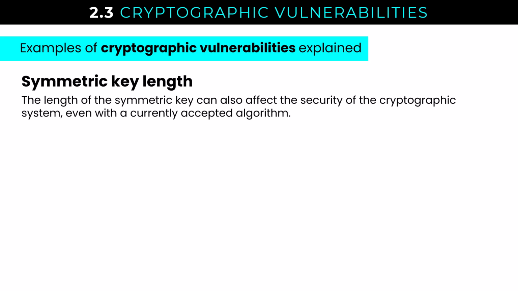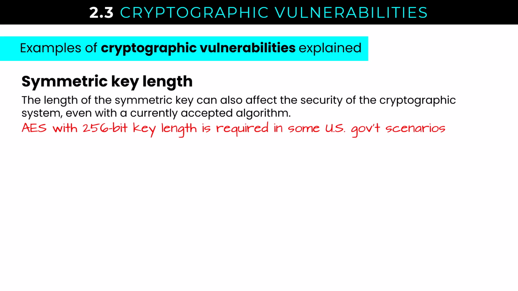The length of the symmetric key can also affect the security of the cryptographic system, even with a currently accepted algorithm. So you have perfectly secure algorithms that offer differing key lengths. For example, with AES, a 256-bit key length is required in some US government scenarios. AES supports key lengths of 128, 192, and 256 bits. A shorter key length means fewer possible combinations, which means greater vulnerability to brute force attacks, for example.